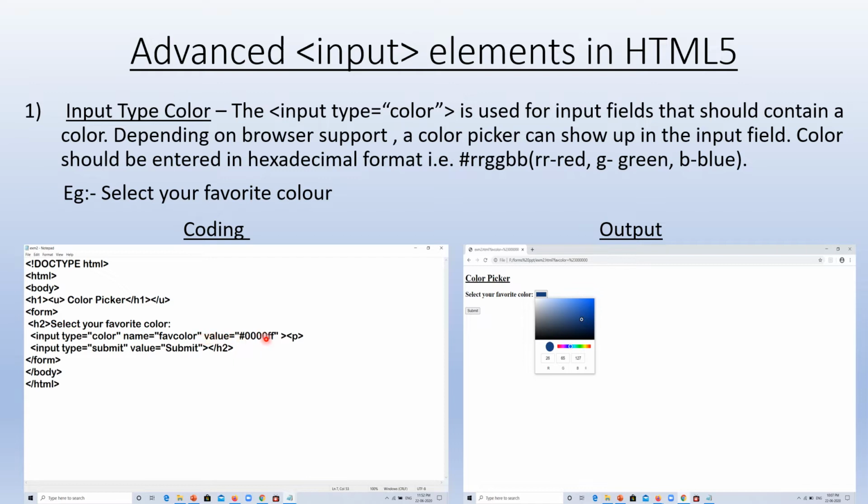Suppose this value you don't want to write, don't write. Just write input type, color and name. Name is also not compulsory. Even if you write input type is equal to color, this color box will come. Means when you click on this color, you can see the color picker. But by default, that time it will be black.